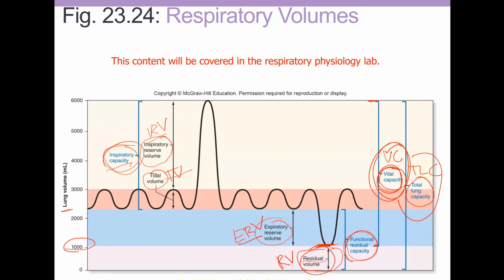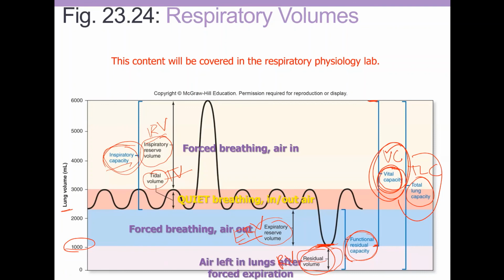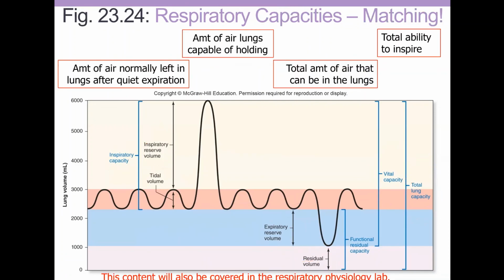So we will do some practice with this in the lab. But like I said, that middle pink bar is your quiet breathing, where you're inhaling and exhaling, or inspiring and expiring the air in and out. Forced breathing, going air in, is the inspiratory reserve volume. And then forced breathing, pushing air out, is the expiratory reserve volume. Air left in the lungs after a forced expiration is the residual volume.